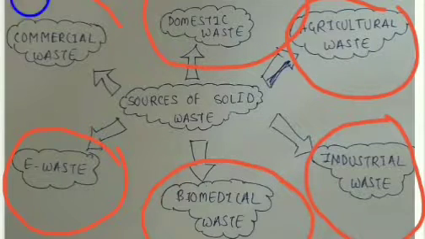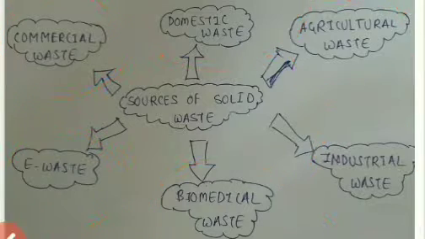And the last source is commercial waste. Commercial waste consists of packaging materials, discarded office equipments and furniture, e-waste in offices. So commercial waste includes the waste which is produced in commercial activities or the waste which is generated in offices. So this is all about sources of solid waste.